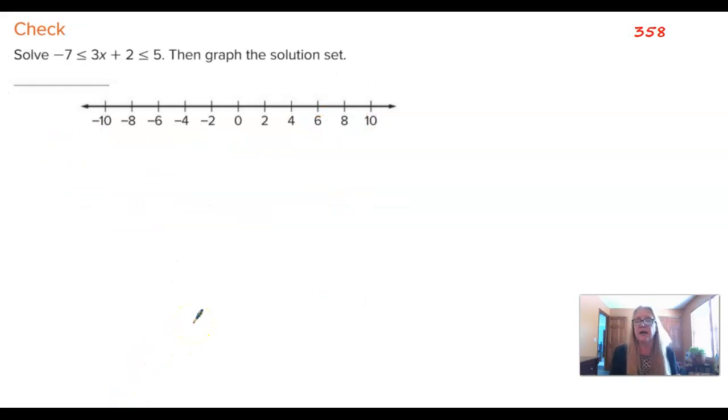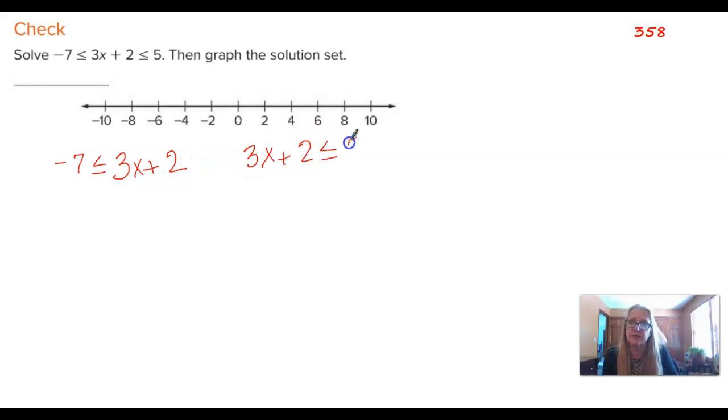All right. They want us to go ahead and solve this inequality and then graph the solution set. So we're going to write two different inequalities. We're going to have -7 is less than or equal to 3x plus 2, and then we're going to have 3x plus 2 is less than or equal to 5. Right? So we want to solve for x.